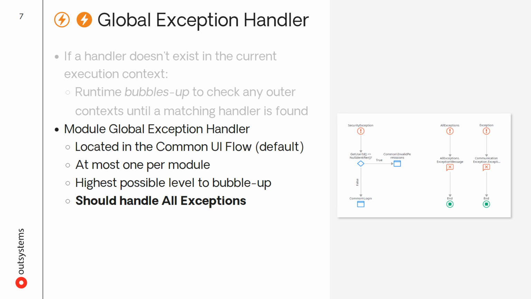This is why it is important to have a global exception handler defined. By default, one exists inside the common UI flow, but it can be modified to meet the application needs. The global exception handler is the most outer context, therefore it should be able to handle all exceptions.